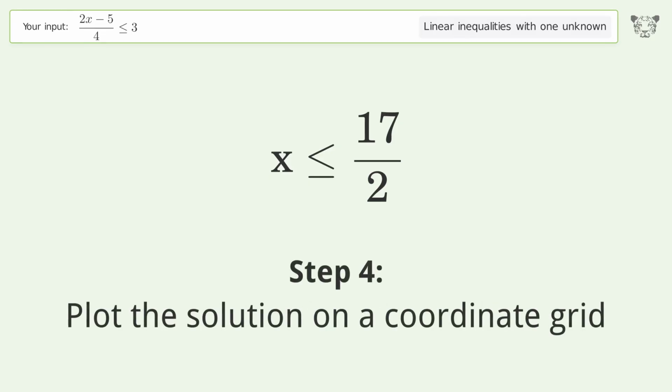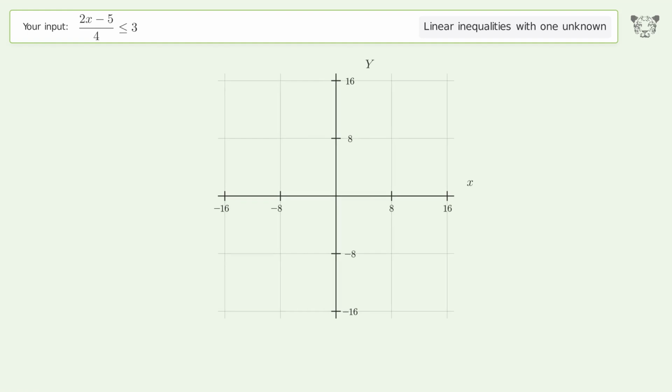Plot the solution on a coordinate grid. And so the final result is x equal or smaller than 17 over 2 equal or smaller than 81 over 2.